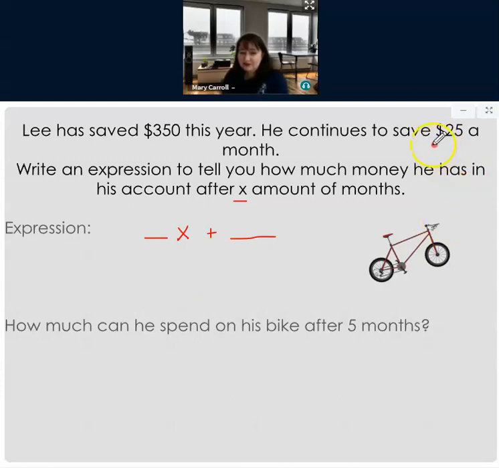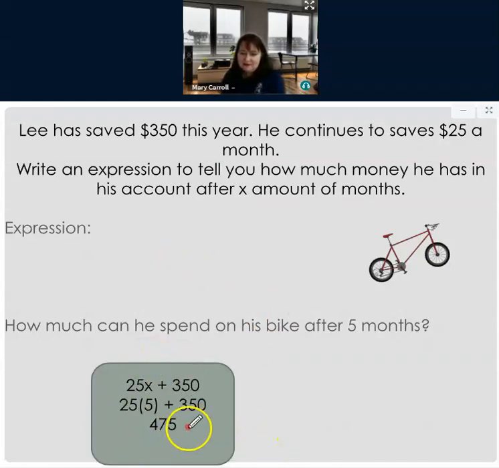All right, the first thing I want to know is this a month or per month. So that's going to be the 25. And there is my $350. Now it says how much will you have after 5 months? That will replace the x. So we're going to do some evaluating as well. And there's my answer. He has saved up $475 if he waits 5 whole months and he can buy a nice bike.